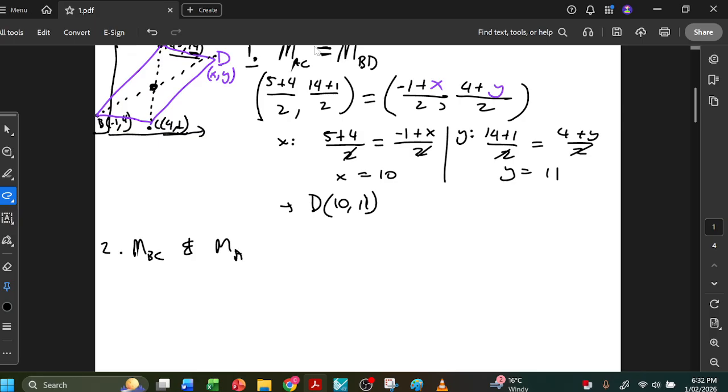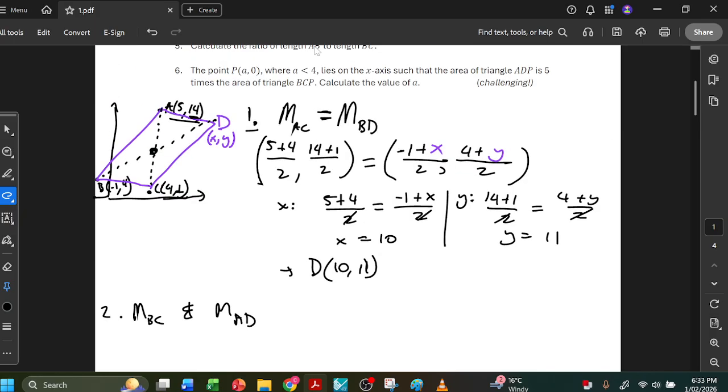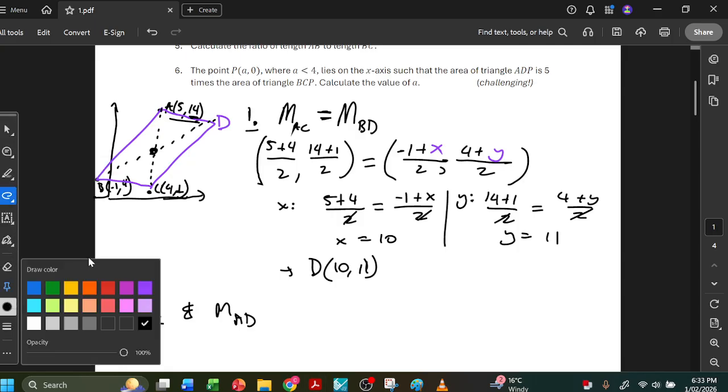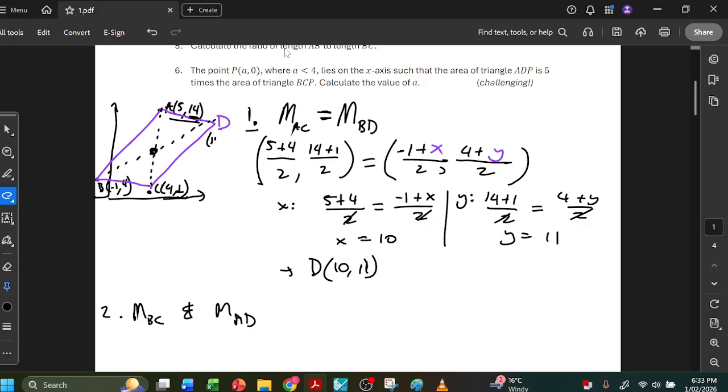And AD. All right. And just to help us out here, I'm going to go back up here. I'm going to erase that XY coordinate for D, and I'm just going to label that on here as 10, 11. Okay. All right, so let's try and find those two midpoints.